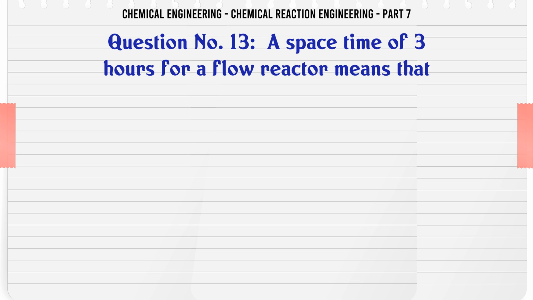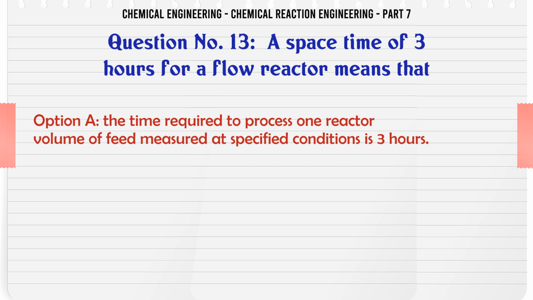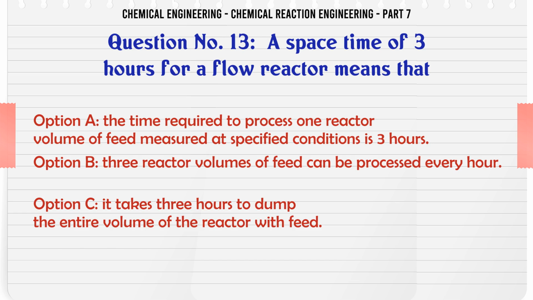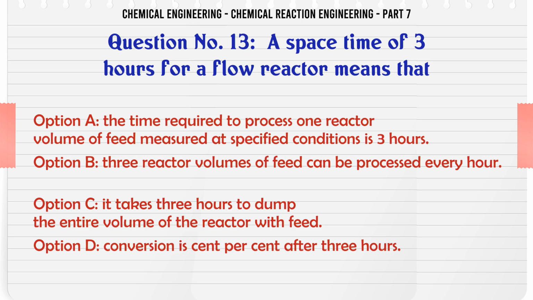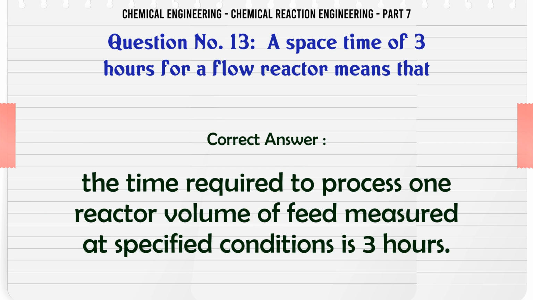A space-time of 3 hours for a flow reactor means that: A. The time required to process one reactor volume of feed measured at specified conditions is 3 hours. B. 3 reactor volumes of feed can be processed every hour. C. It takes 3 hours to dump the entire volume of the reactor with feed. D. Conversion is ___% after 3 hours. The correct answer is: the time required to process one reactor volume of feed measured at specified conditions is 3 hours.